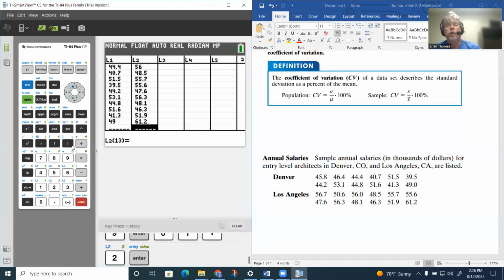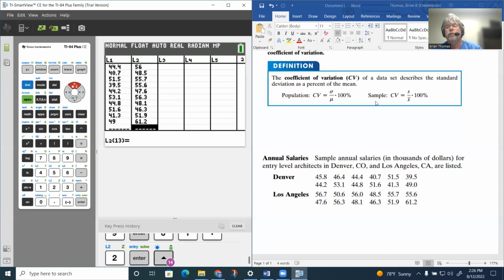So I have both data samples in the calculator. List 1 represents the Denver, and list 2 represents Los Angeles annual salaries for entry-level architects. So it looks like architects make some decent money just starting out. In this day and age with construction, it's not a bad field to pursue if that's something you're interested in.